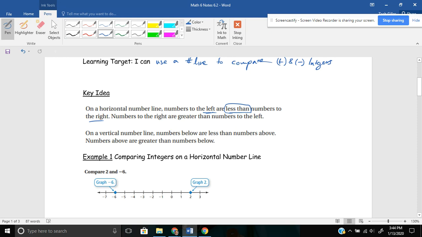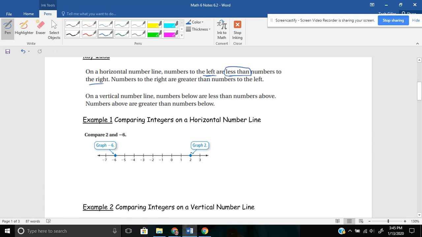And it's the same with a vertical number line, but numbers below are less than numbers above. Kind of like a thermometer. If you're reading a thermometer, the higher up the thermometer goes, or the mercury inside the thermometer, the higher up that goes, the hotter it is, the bigger the number. Okay? And the same is true for the opposite. Numbers above are greater than numbers below.